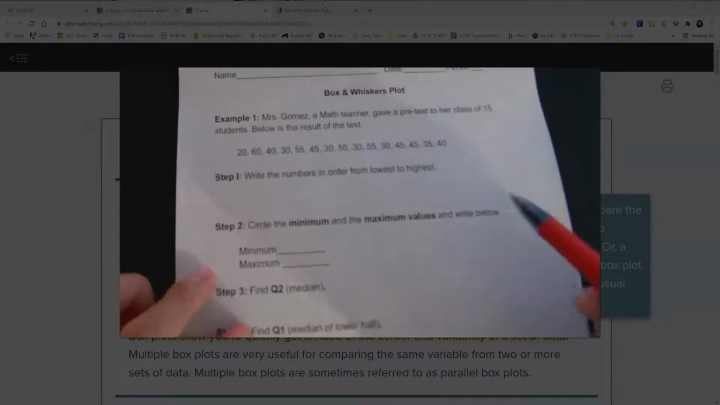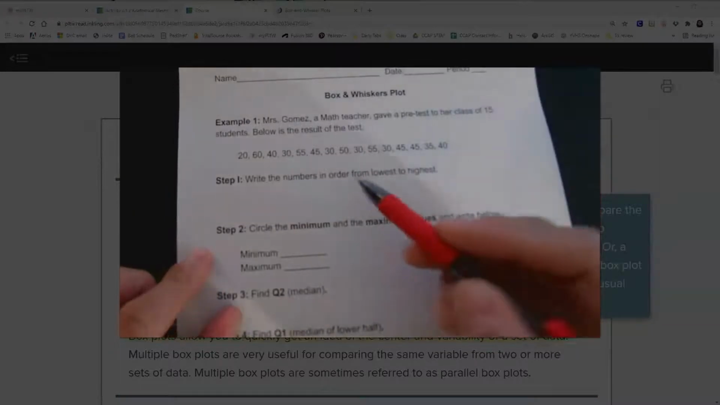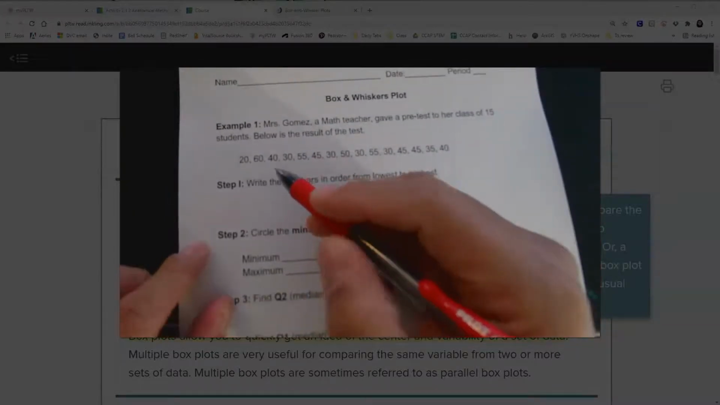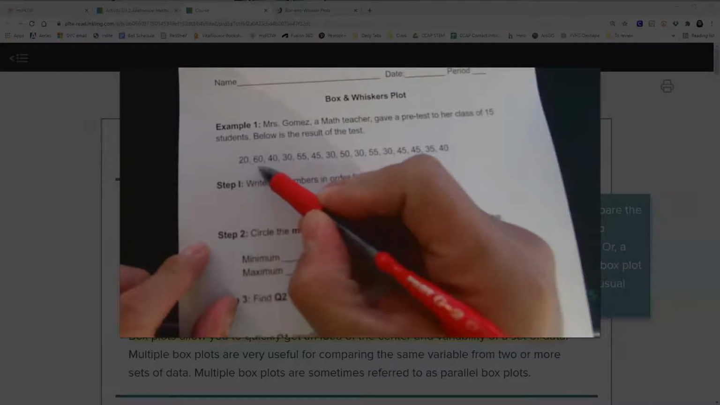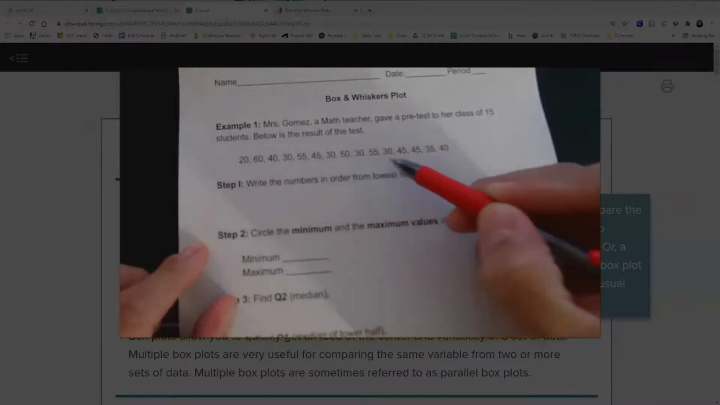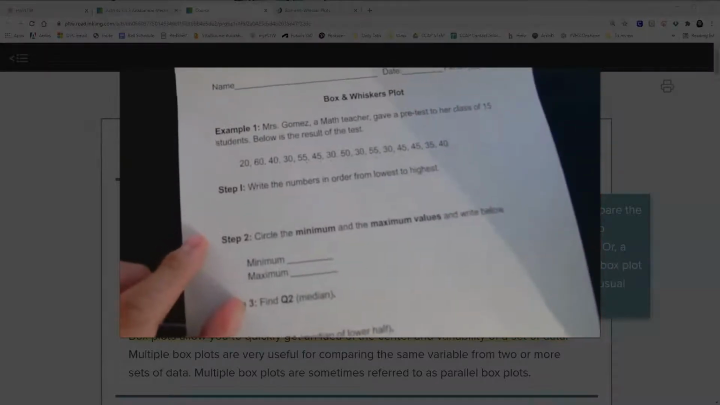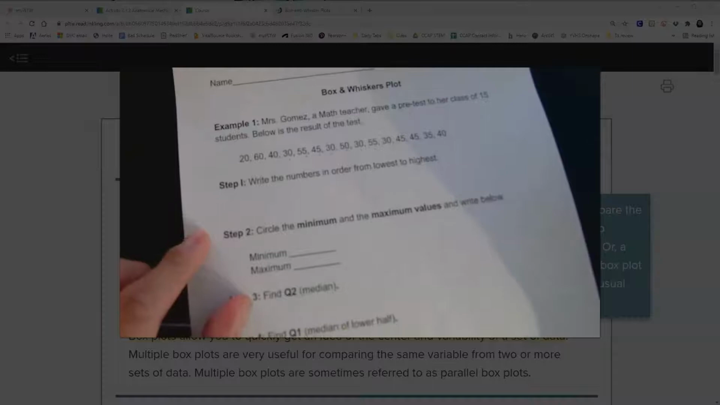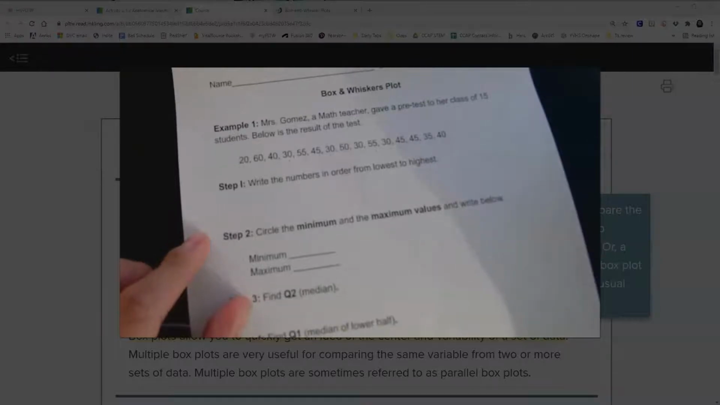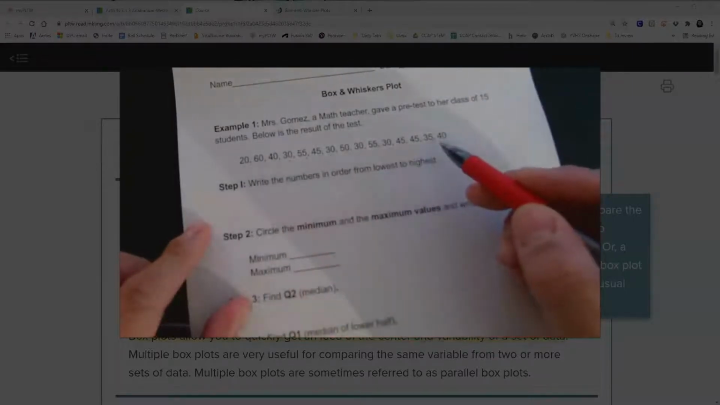So the teacher gave out a pretest in math in a class of 15 students, and there are 15 numbers here. So let's count: 1, 2, 3, 4, 5, 6, 7, 8, 9, 10, 11, 12, 13, 14, 15. So there's 15 numbers in this data set. So once more, step 1 is for you to arrange the numbers in order from lowest to the highest. So the smallest number in this data set would be 20.